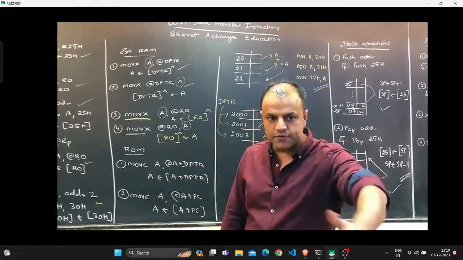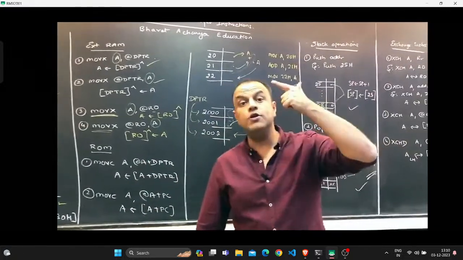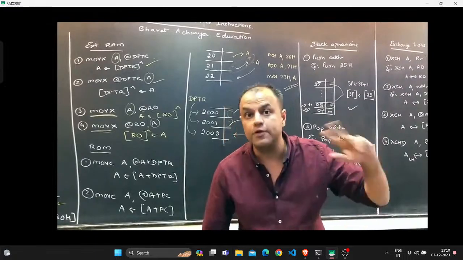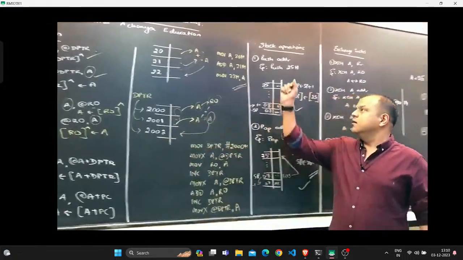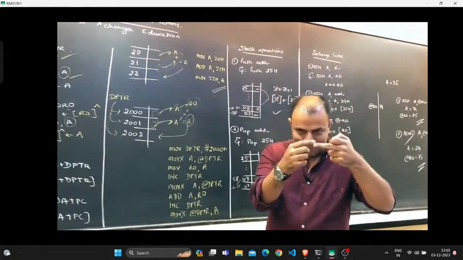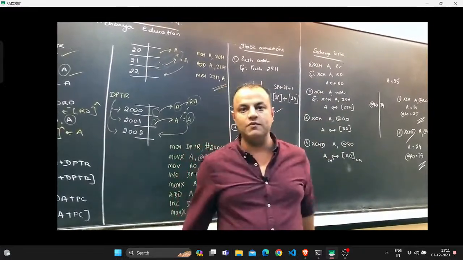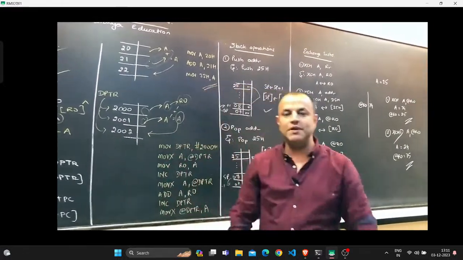You can only use indirect addressing, you can only transfer data using A register, and you can only do data transfers. You cannot directly add, subtract, you can only transfer the data. Push and pop. When you do a push, first SP increments, then you put the data. When you do a pop, first you pop the data, then SP decrements.